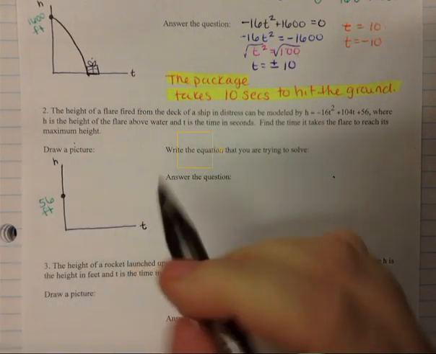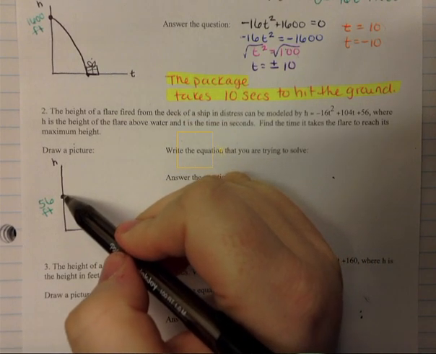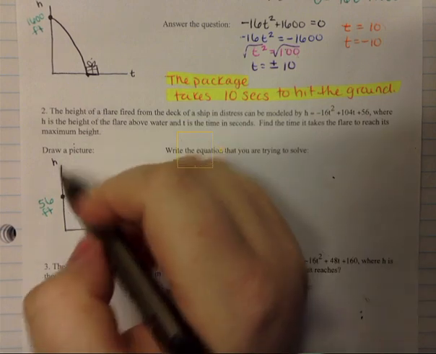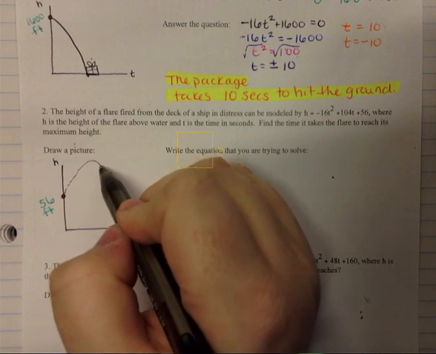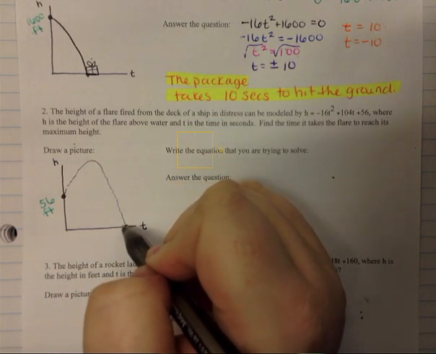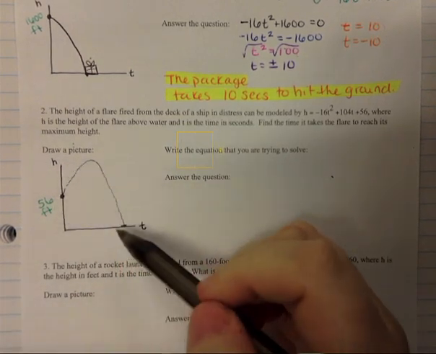And then the flare is being fired. The way a flare goes, it goes up into the air so people can see it, and then it will come back down. So the flight of the flare goes up, and then it comes back down until it hits the water. So we have the picture of the flare.